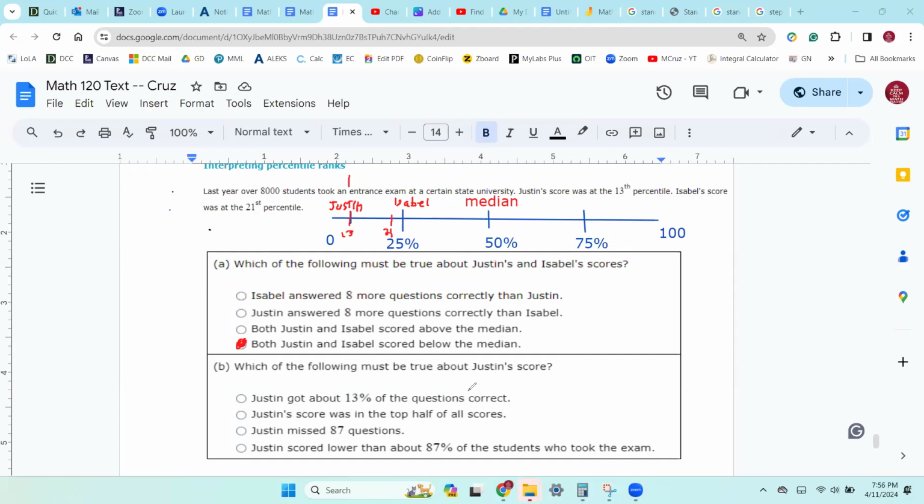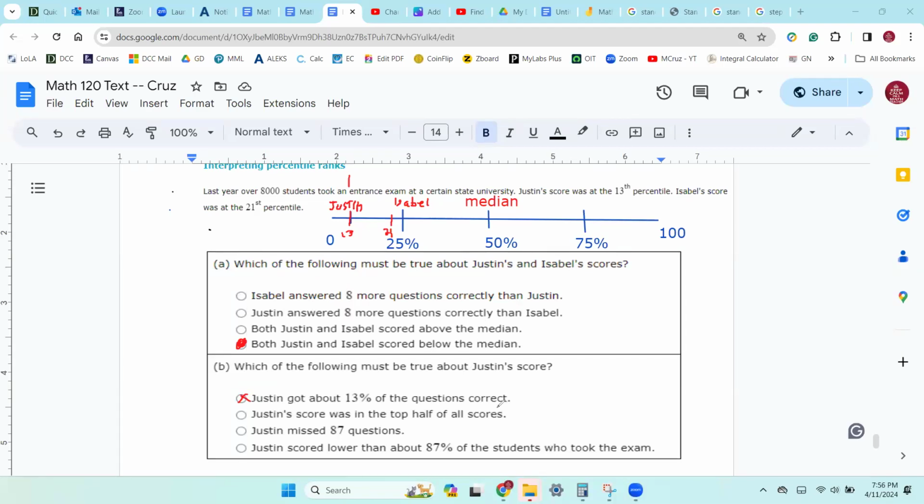Justin got about 13% of the questions correct. Again, we don't know the structure of the test. Like all those ACT tests, you know a general structure, but you don't know how many questions are going to be on there. Maybe there is some way of knowing that, but that's not what the percentile ranking means. The percentile ranking means where you scored in relation to everybody else. So on this one, no. We don't know how many questions he got.